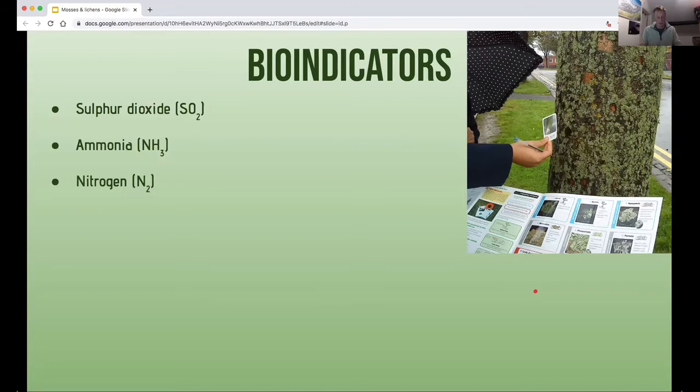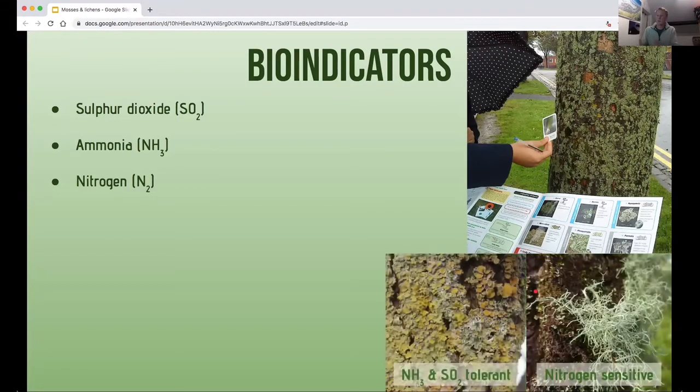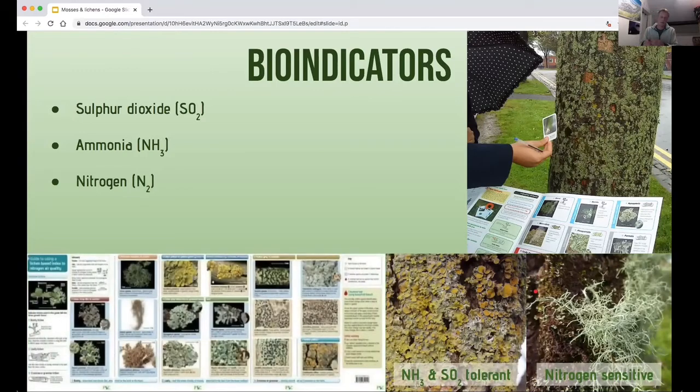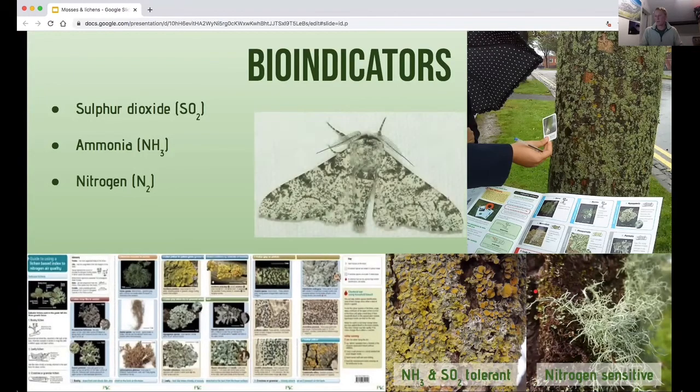And ammonia, again, from agriculture and intensive animal husbandry, dissolves in rainwater in much the same way as sulfur dioxide, and you can have a look at the effect. And nitrogen as well. So certain species are known to be tolerant, and some are known to be sensitive. There are lots of fold-out charts, and a lot of these are available online. You can download them, and then start looking around and reading the descriptions, seeing what you've got, your clean air. I've used these for years with citizen science projects as well.